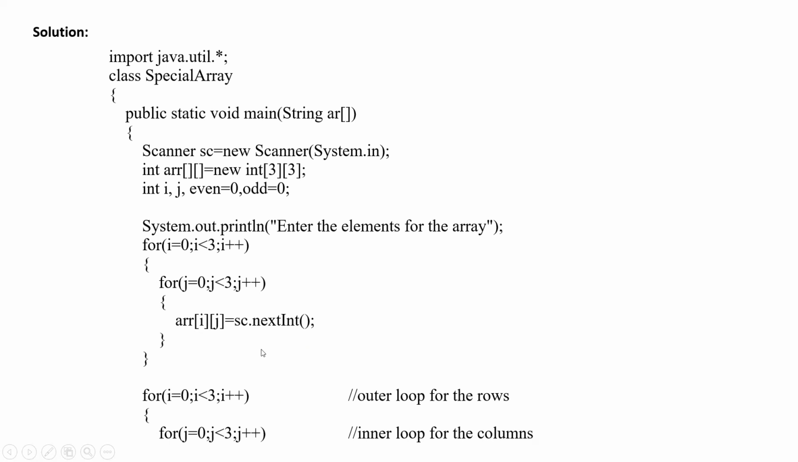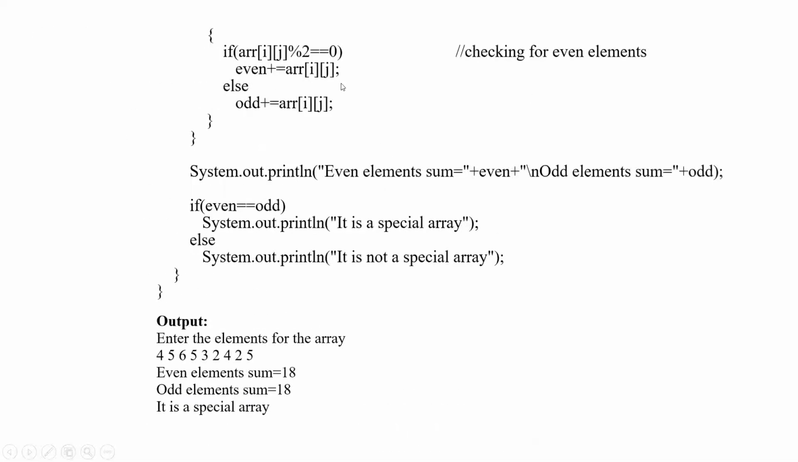Now we are running 2 loops again, one is the outer loop for the row, then the inner loop for the column. Now inside this, we are doing if arr[i][j] % 2 == 0, that means checking for the even elements. So even is incremented with arr[i][j]. Whatever elements come as even get added up to the counter variable even. Otherwise, the value will be added to the counter variable odd.